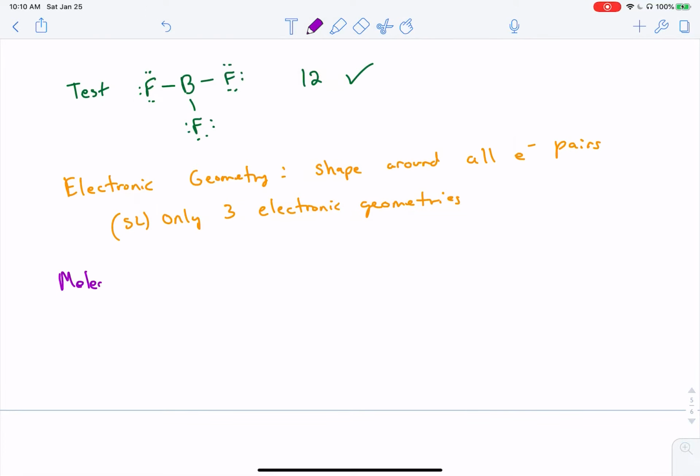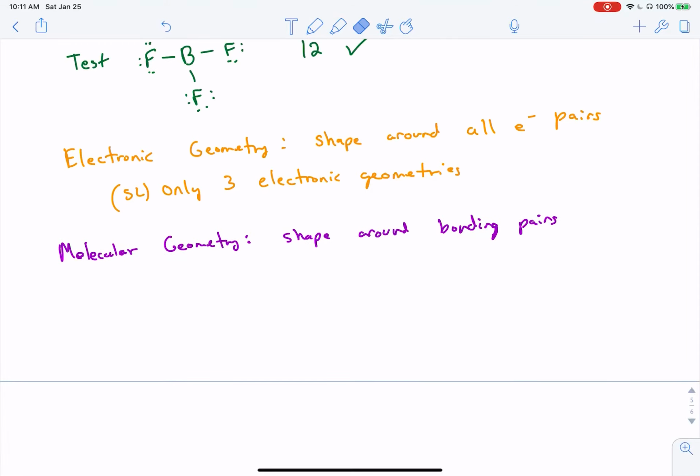Molecular geometry is a shape around the bonding pairs. So now the lone pairs matter. They change the shape around the bonds. Now, if you don't have lone pairs, then these are the same. But if you have lone pairs, that affects the shape. So electronic geometry and molecular geometry could be the same, but they could be different as well.